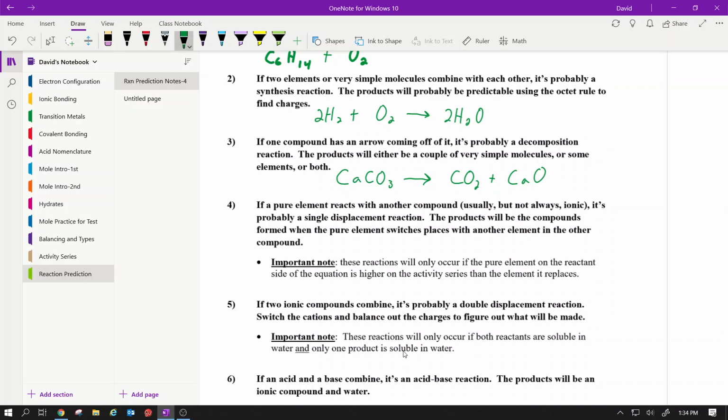Let's see. Pure elements. This is what we did yesterday. When you have a pure element plus another compound, usually, but not always ionic, but often, it's probably single displacement. But you need to look and see if it is, and see about the activity series and see if it's going to go or not.